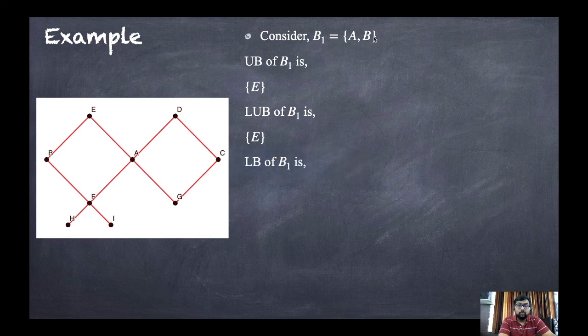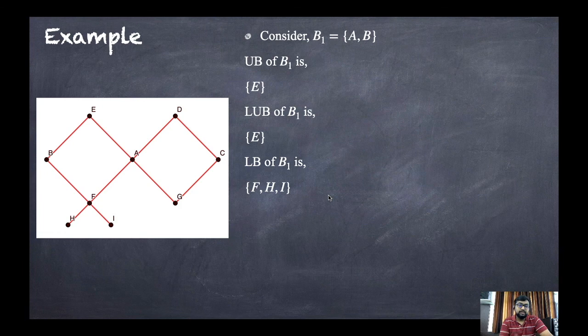Now let us discuss what is the lower bound. What will be the lower bound of {A, B}? Now you can see what the lower points are first. So H, we can go from H to A and H to B, yes. We can go from F to A and F to B, yes. We can go from I to E and I to A in upward direction, yes. We can go from G to A, but we cannot go from G to B. So what are the lower bounds? They are H, F and I.